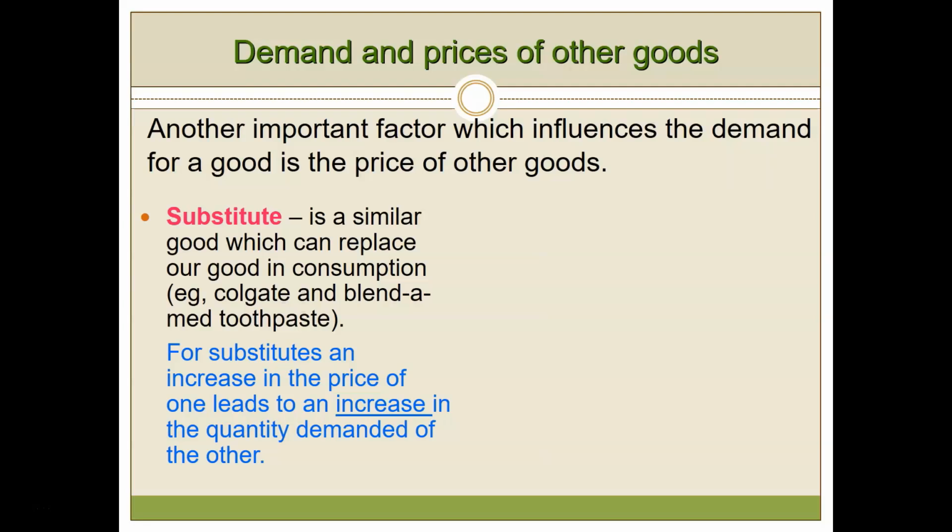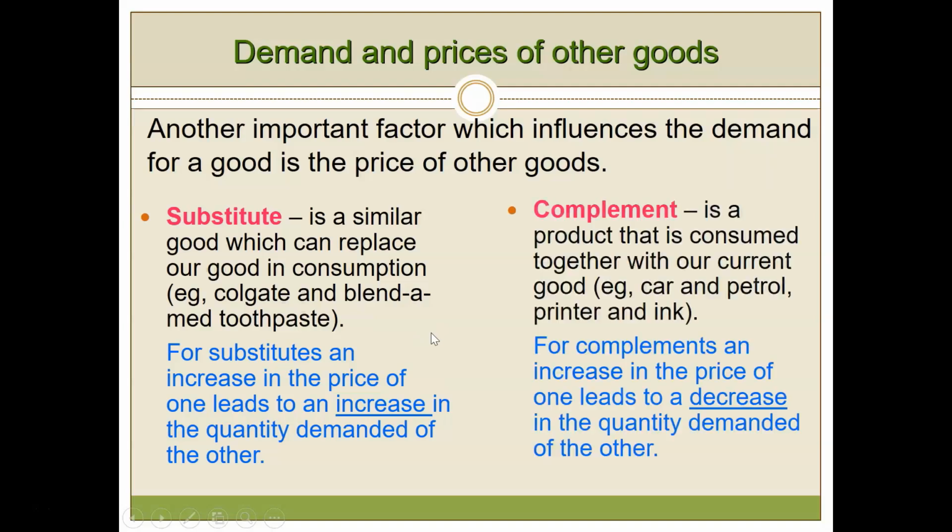We can prefer one brand if it's cheaper or we somehow feel that it's better for us, but we can switch away from buying our preferred product to another product if prices change. For substitutes, an increase in the price of one leads to increase in the quantity demanded of the other. For example, if we used to buy Colgate toothpaste, when it becomes more expensive, we can start buying less of Colgate toothpaste and start buying more of a Blendermet instead. So increasing the price of one will lead to increase in the quantity purchased of another. It will shift the demand for another toothpaste to the right.